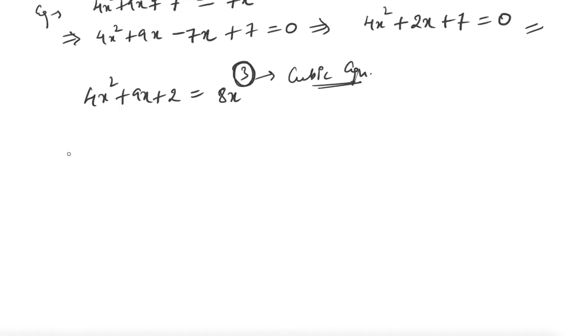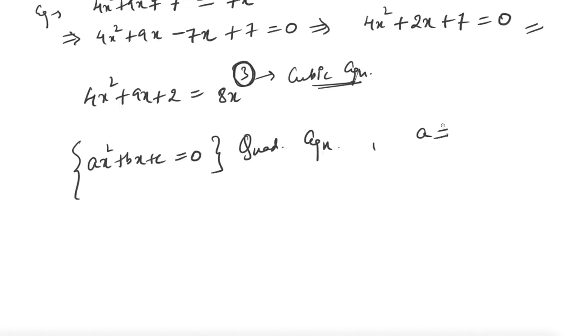So in general I will say that if I equate a quadratic polynomial ax square plus bx plus c equal to 0, this becomes a quadratic equation, where a is not equal to 0. So this is the introduction to quadratic equation.